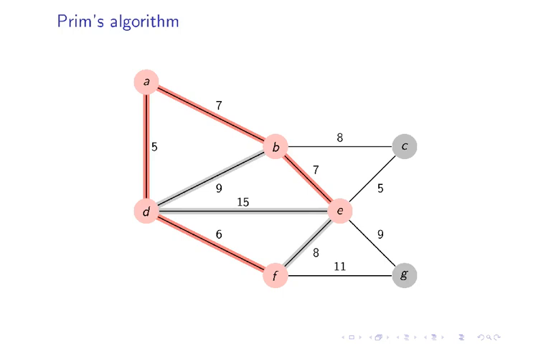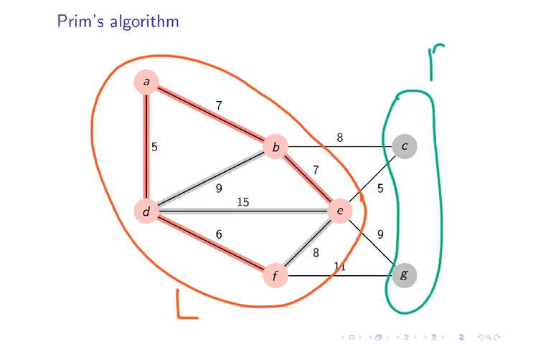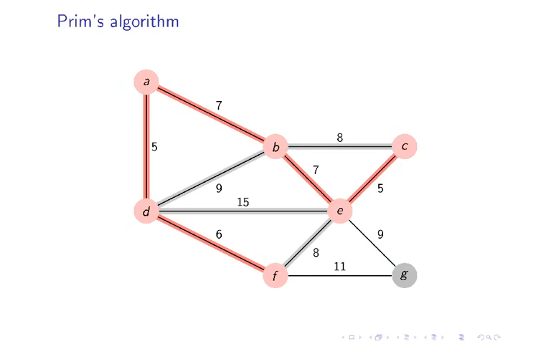I put again my L that is growing now, so L is this one, and R is this one now. And again, I look at the cut edges. So this one, this one, this one, and this one. Of these, the cheapest one is this one. That's the one that I'm going to choose. So the vertex C is the one that is going to change places. So now this is my spanning tree so far.